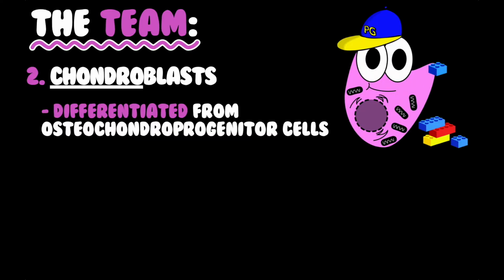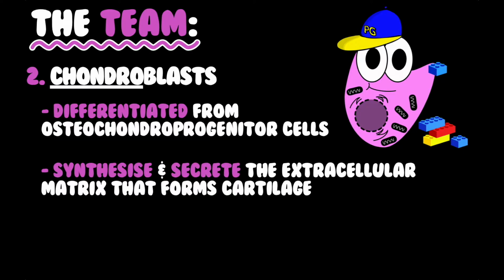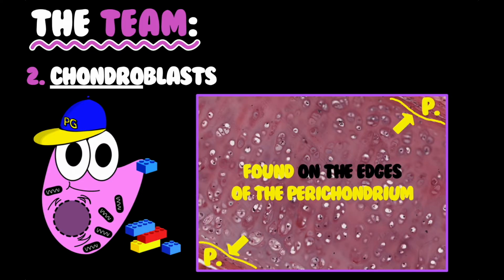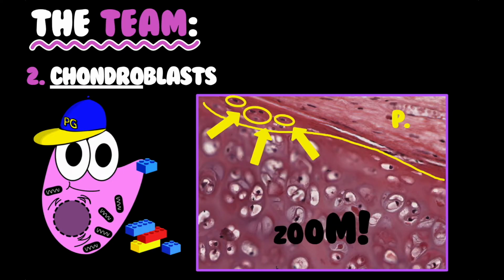Secondly, chondroblasts, differentiated from osteochondral progenitor cells, they synthesize and secrete the extracellular matrix that forms cartilage, and they're highly active. The chondroblasts are found near the perichondrium. They are oval in morphology, and therefore easier to spot, and if you find them on the edges of the perichondrium, when we zoom in, you can usually see them being a bit bigger than our osteochondral progenitor cells.